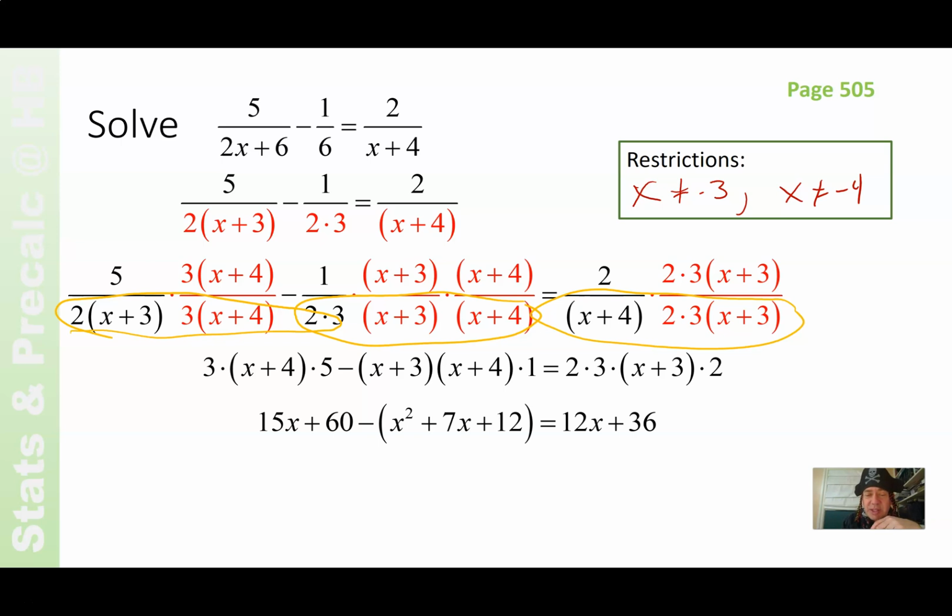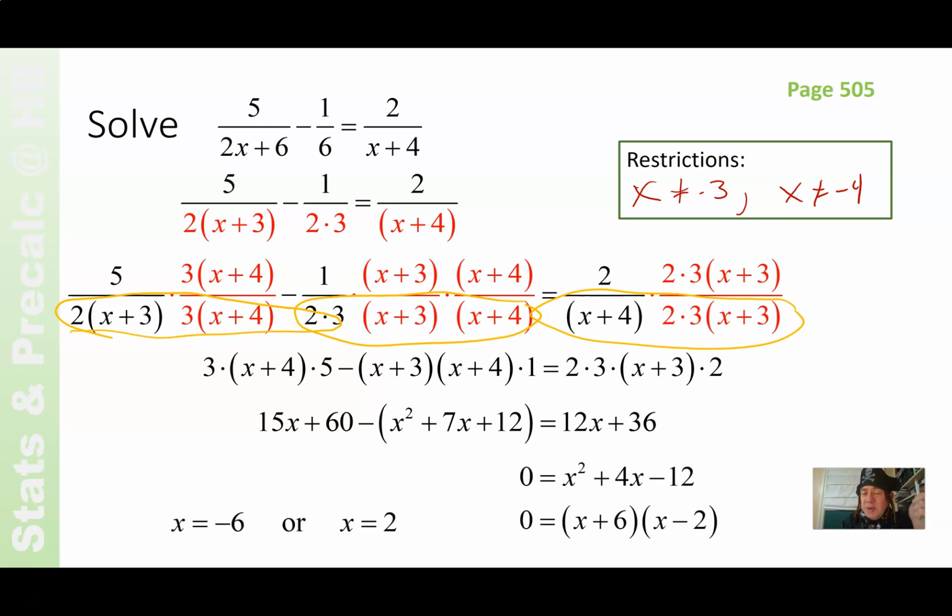It's 15x plus 60 minus the x squared plus 7x plus 12 equals 12x plus 36. Works out to x equals negative 6 or x equals 2, the exact same solution. And again, check the restrictions and we are okay. Good. Whew. That's a tough one.